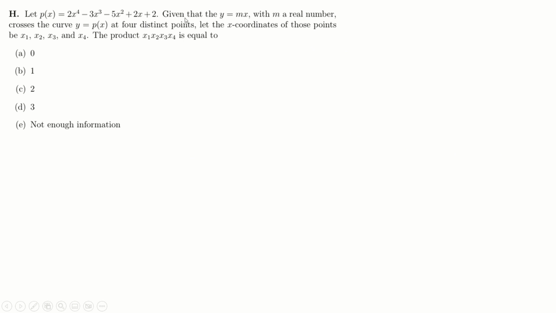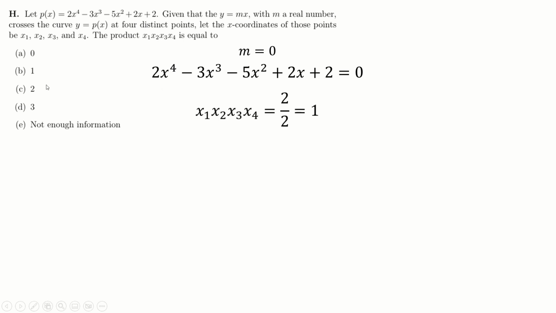Okay, the first thing I did here was I just tried some kind of base case. So I just set m to be 0, and therefore I'm just looking for solutions of this equals 0. Now, if you've done roots of polynomial things in further maths, you'll know that the 4 roots of this multiply together to make 2 over 2, which is 1. So great, the product is 1, except it could be not enough information if for some other value of m, we didn't get that.